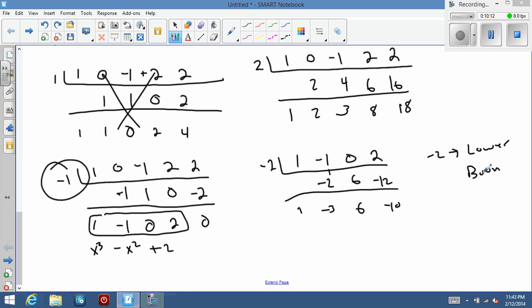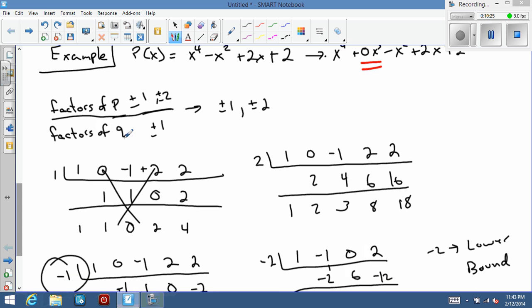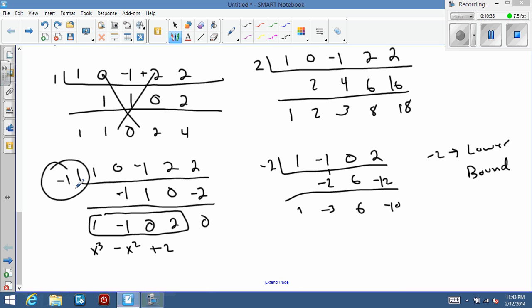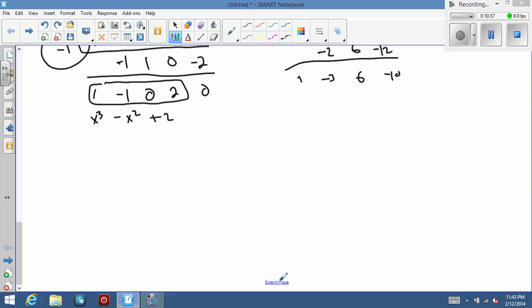Well, this is very interesting because I went through all my zeros and only one value worked. But I need to break this down one more time. And so what I need to think about here is, if 1, positive 2, and negative 2 all were not zeros, the only value that worked was negative 1. So maybe negative 1 is going to work again. So let's try negative 1 again. So 1, negative 1, 0, and 2.